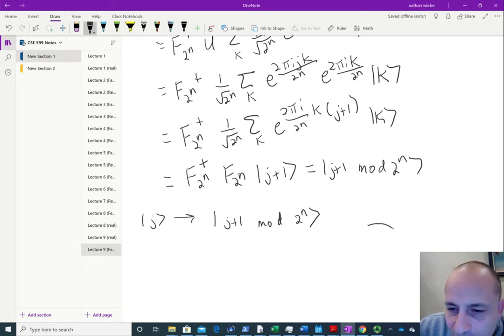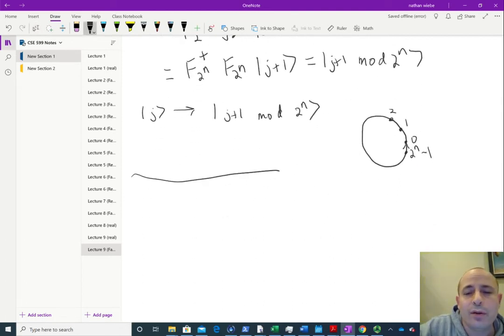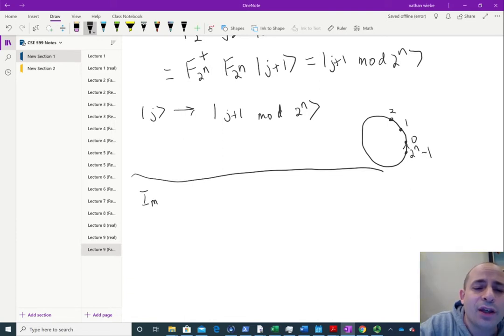So just to be clear, exactly what's happening here: if we imagine we start off with 0, then it will take us to 1, then it'll take us to 2, all the way up to 2 to the n minus 1, and then the next step will take us up to 0. Okay, so that's what the modular incrementer does. The only question that remains is, what the heck is this U operator? So let's talk about how we can end up building U.